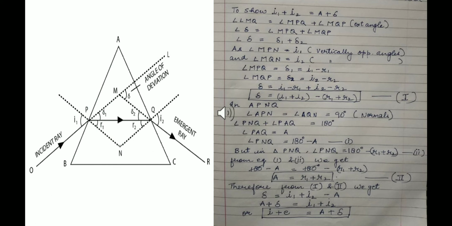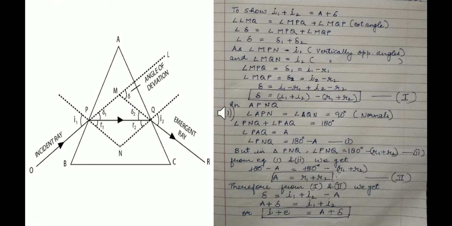Now students, here we are about to prove that angle of incidence plus angle of emergence, that is, when the angle of incidence and angle of emergence are added together, is equal to angle of prism plus angle of deviation. We are going to prove this. It will be used in various questions and numericals by you. So I am about to prove the following.